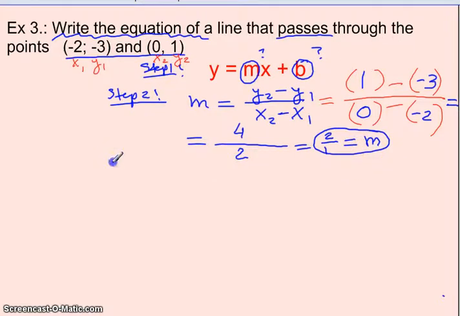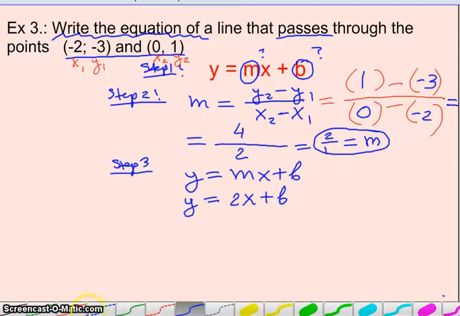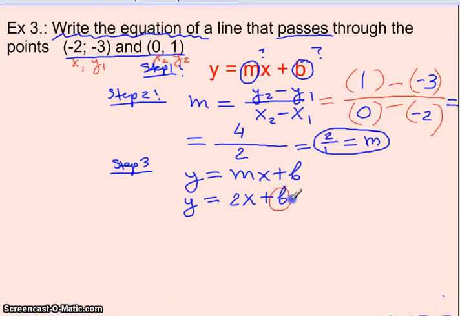Okay, let's use the slope in step 3 for substitution into the formula. So we know it's supposed to look like y equals mx plus b. And now we actually found the slope, so we can substitute that element there. It's okay to write 2 without denominator 1, because you're working with the formula. Now remember, we still need to identify the b.